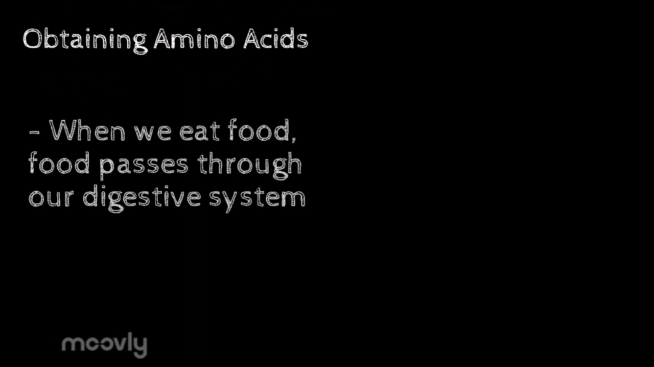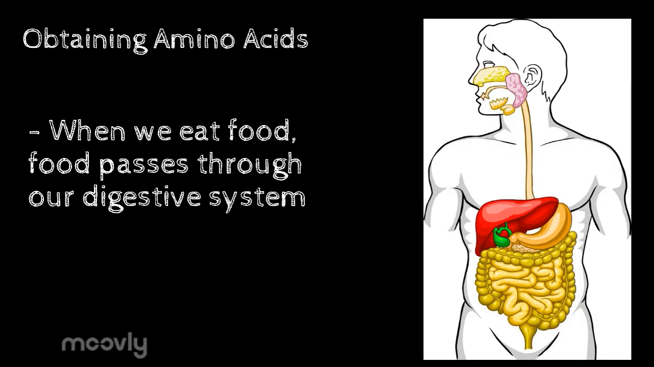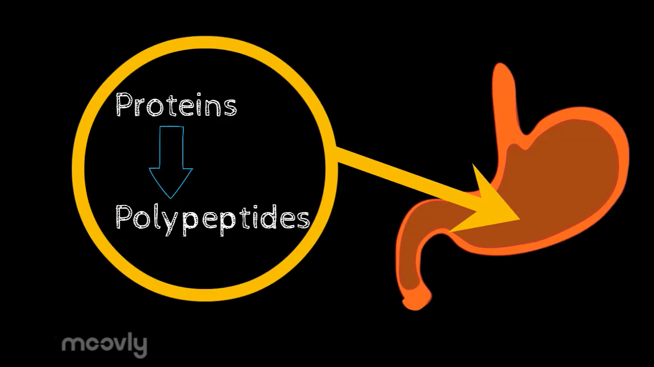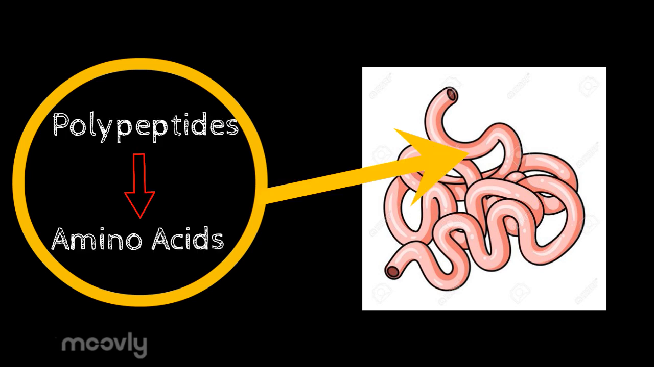Once we eat this food, it will pass through our digestive system, which is represented by the picture on the right. Once the food we eat containing protein reaches our stomach, the proteins will be broken down into polypeptides. It does not stop here. The food will pass into the small intestine for further digestion, where polypeptides will be further broken down into amino acids, and this is how amino acids are obtained.